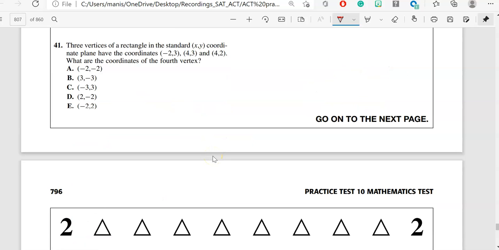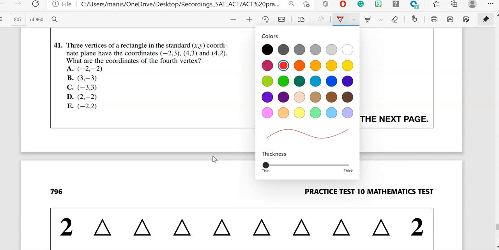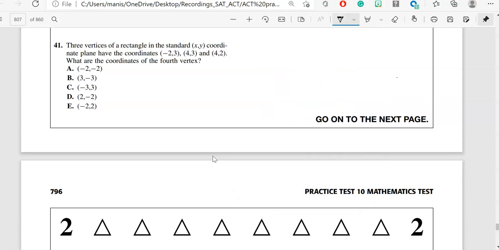Question number 41. Three vertices of a rectangle in the standard XY coordinate plane have the coordinates of -2, 3, 4, 3 and 4, 2. What are the coordinates of the fourth vertex? So what I will do in this case is I will first of all graph the rectangle on a coordinate plane.